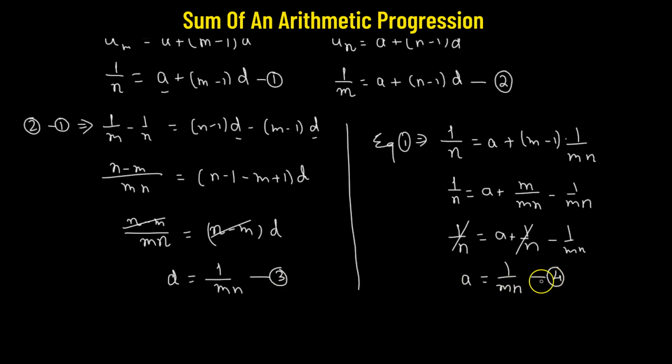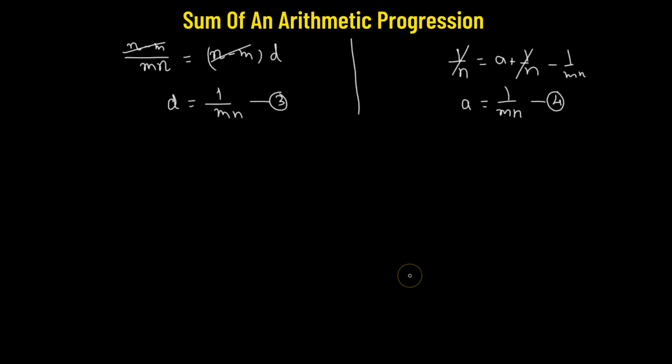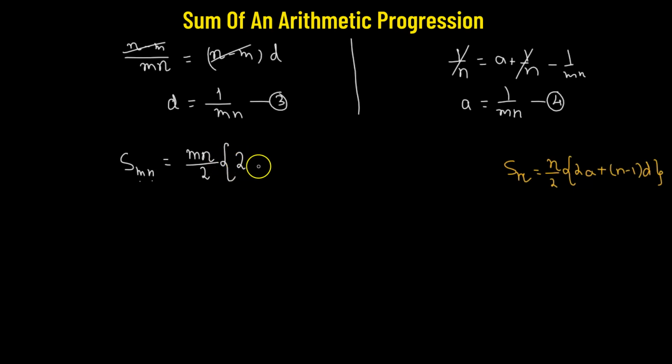Now that we have obtained our common difference as well as the first term, we are ready to obtain the sum of the mnth term, S of mn. Here we're going to use the standard formula. Our standard formula, S of n, the sum up to n terms, is given by n over 2 multiplied by 2a plus n minus 1 times the common difference d. Since we're trying to find the sum of the mn terms, we'll have m times n divided by 2, whole multiplied by 2 times a, where a is 1 over mn, plus mn minus 1 times the common difference, which is 1 over mn.